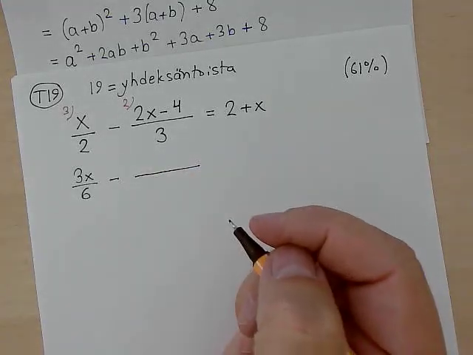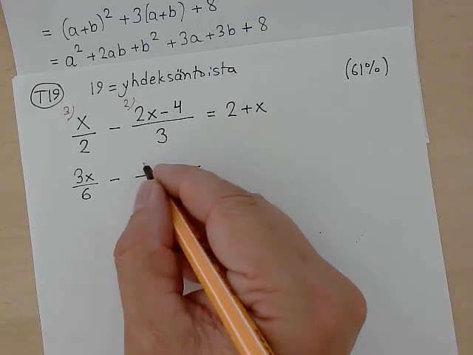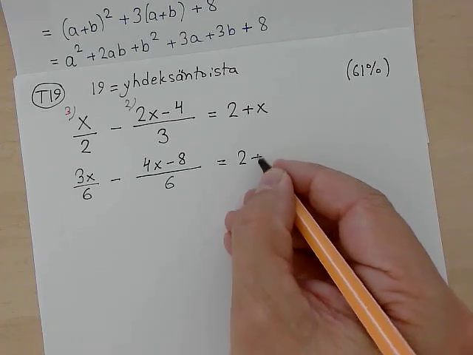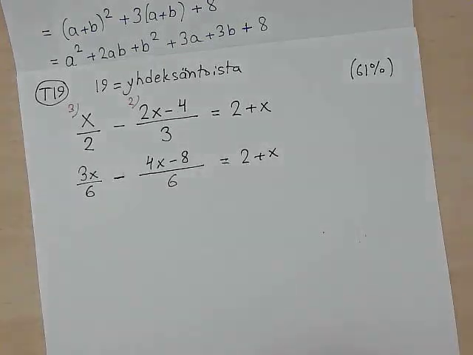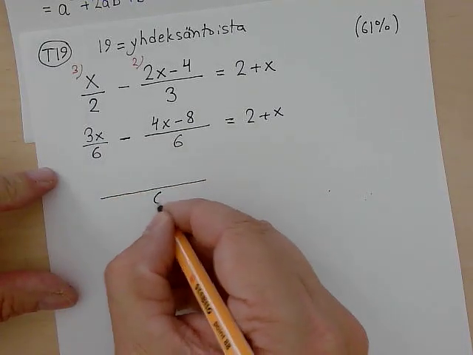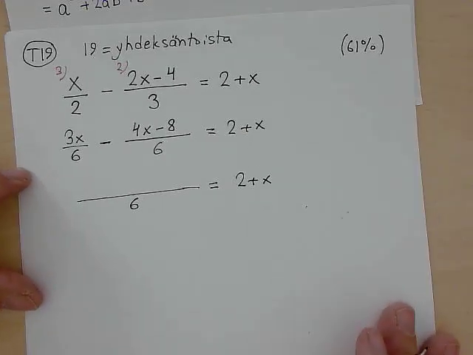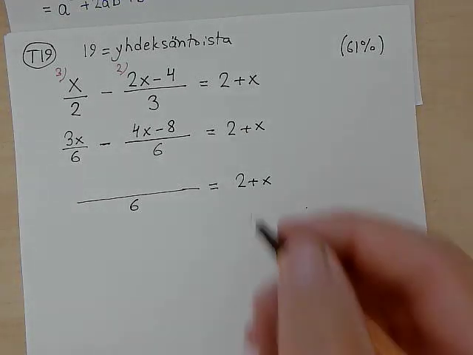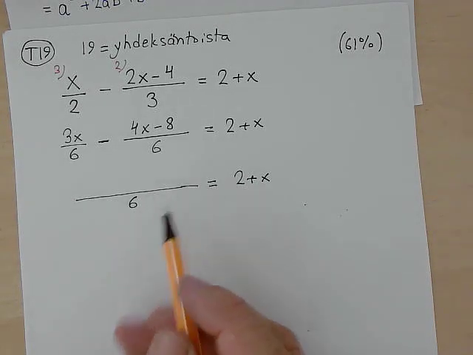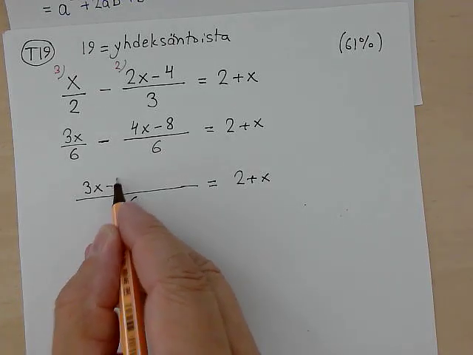I think you can just write in one fraction, this one. Yes, that is possible. What will I write in the top of this line? 3x minus 4x plus 8.